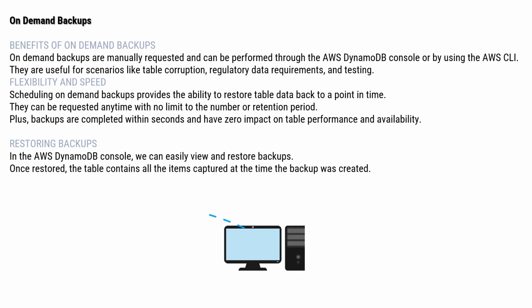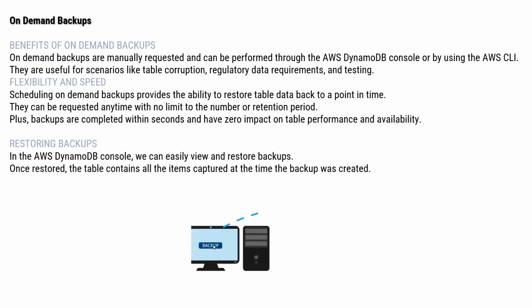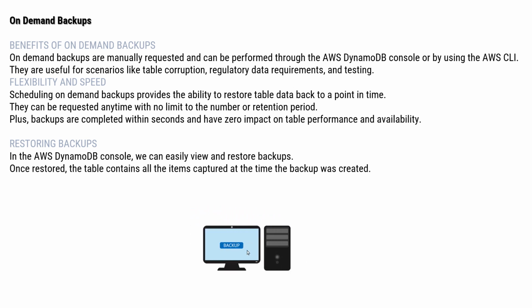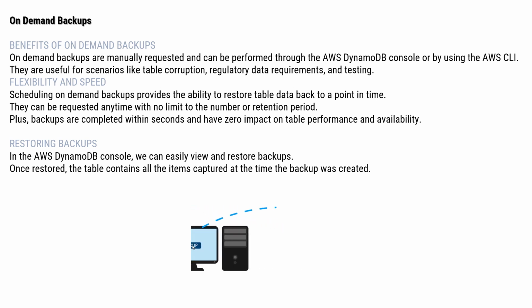Scheduling on-demand backups provides the ability to restore table data back to a point in time. They can be requested anytime with no limit to the number or retention period. Plus, backups are completed within seconds and have zero impact on table performance and availability. In the AWS DynamoDB console, we can easily view and restore backups. Once restored, the table contains all the items captured at the time the backup was created. So on-demand backups provide peace of mind and flexibility, ensuring your table data is secure and easily restorable.